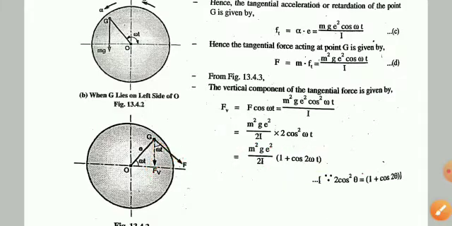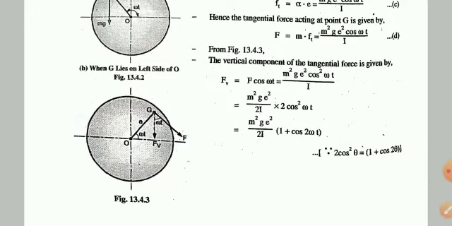So this was the secondary critical speed. Now let us discuss the critical speed of shaft carrying multiple rotors.